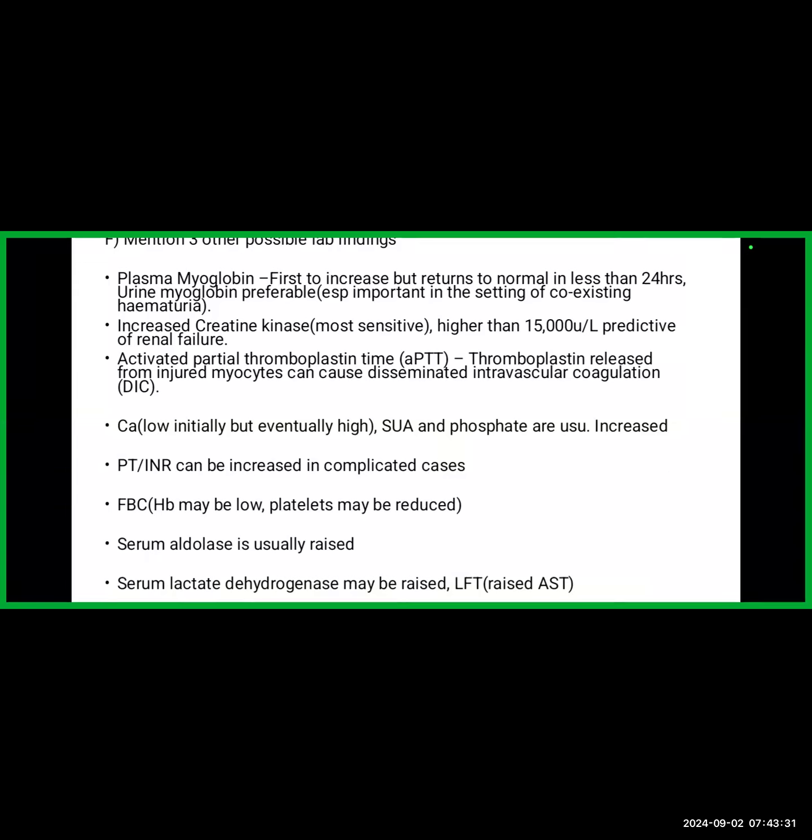Then you can also do APTT and PT-INR. So you may have thromboplastin released from the injured myocytes, and this can cause disseminated intravascular coagulation, leading to a prolonged INR and APTT. Then your calcium levels may be low initially, but eventually, because it is released into the circulation, you have high levels, as well as the uric acid and phosphate.